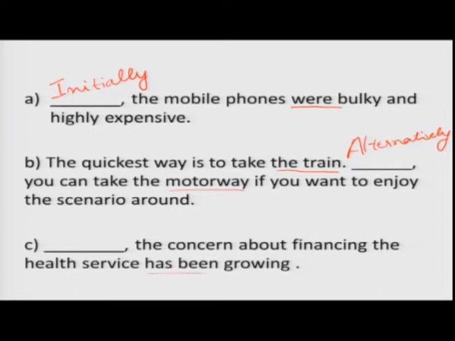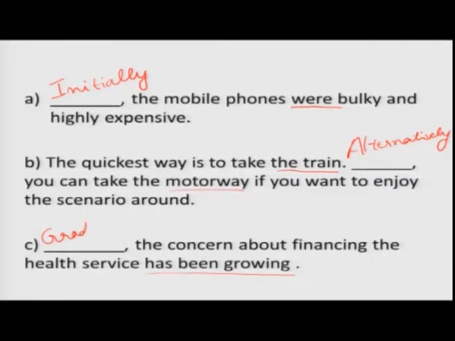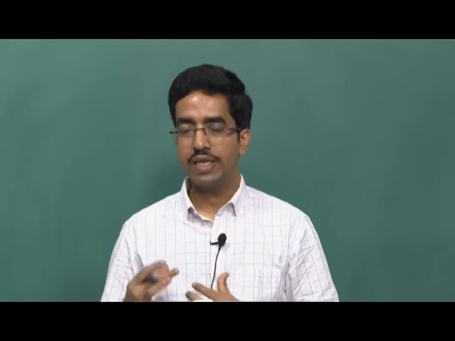Look at number 3, the concern about financing the health service has been growing. Here the clue is the present perfect continuous. This means something has started in the recent past and it is continuing and is likely to continue in the near future as well. So it focuses on the duration, the length of the process. You can use an adverb like gradually or something like steadily, which focuses on the length of this process, the duration of this particular event.